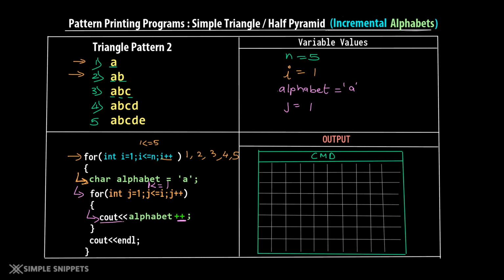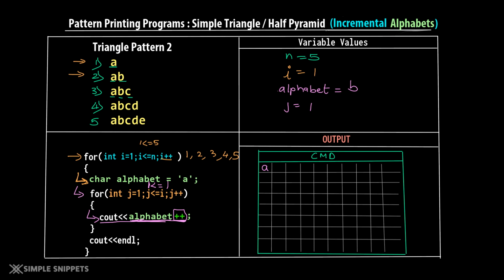So when you say cout alphabet plus plus, what happens is the value of the alphabet is printed. Okay, what is the value of the alphabet variable right now? It is A. So A is going to be printed, and since this is a post increment operator, first the value is going to be printed, and then the alphabet value is going to be incremented by 1. And when I say it is incremented by 1, it means that the next ASCII value is going to be stored in the alphabet variable. So now the alphabet variable will have B, because B is the next ASCII value after A. Now please try to understand this, because this is an important step.